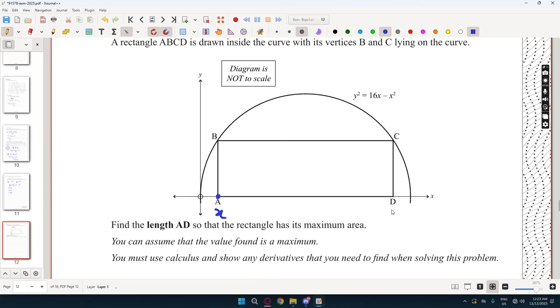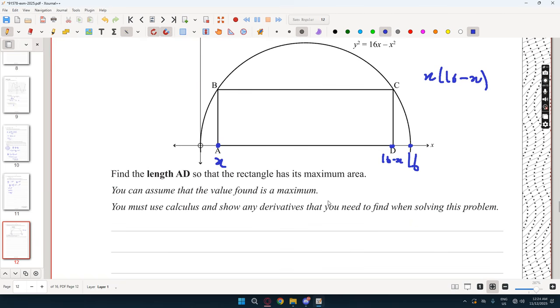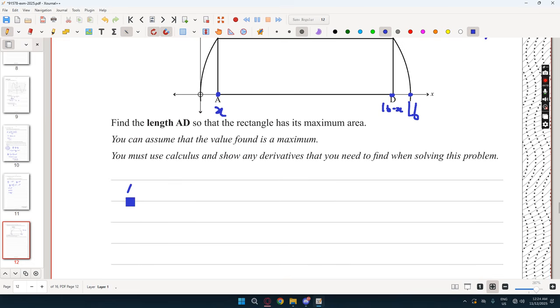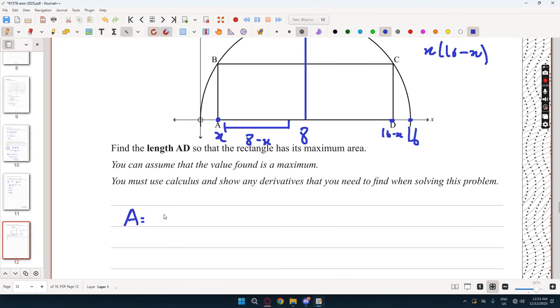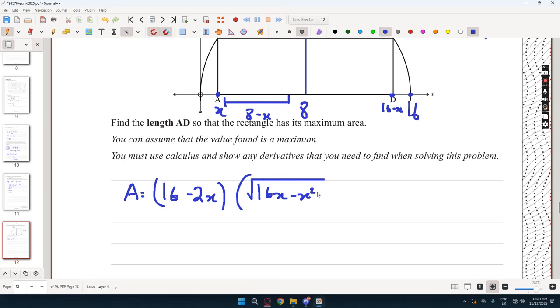Okay, let this be x, let this be, when y is 0, x could be 16 minus x, so that's 16, right? Alright, so that there is 16 minus x. Length AD, okay. Well, the area of our rectangle is equal to, well, if we just split this here, this is 8, right? This is 8 minus x. So the base is 16 minus 2x, and the height is the square root of 16x minus x squared.